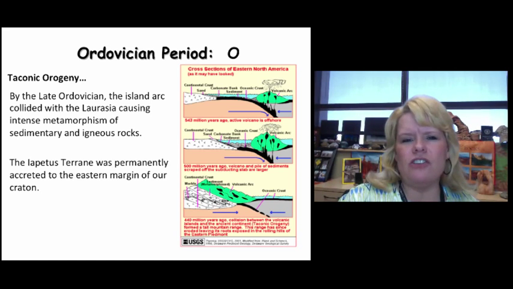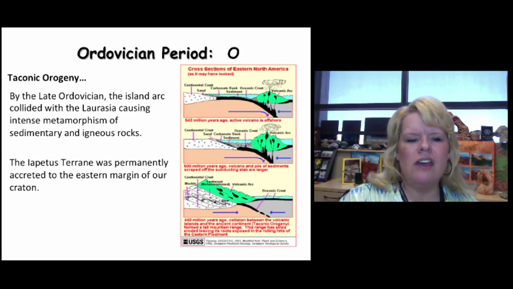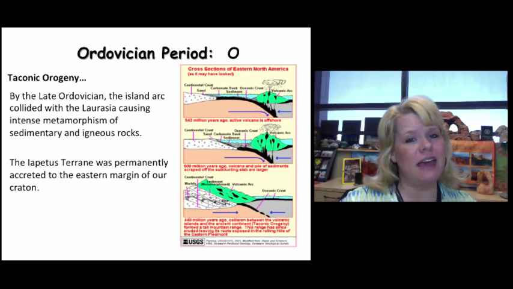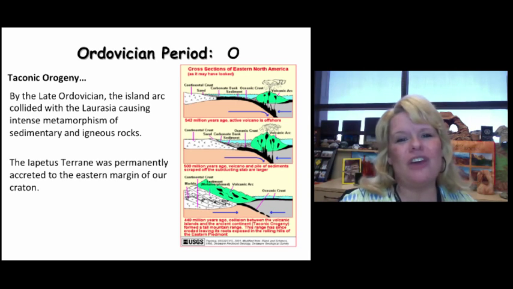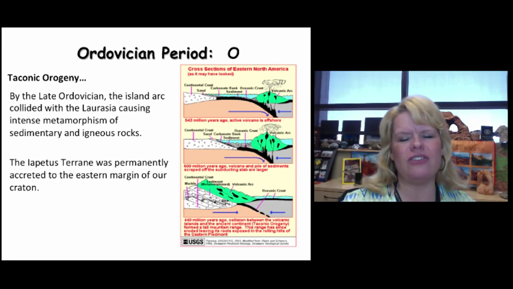In the late Ordovician, the island arc collided with Laurentia fully, causing intense metamorphism of all of those sedimentary rocks and even the lava flows that had already squished up further north, and then we close it off going further south. So this terrane was permanently accreted onto the North American continent, adding landmass and states to the United States of America. So this is another one of those add-ons that we get in terms of new continental material because of an island arc. It's a theme that happens.